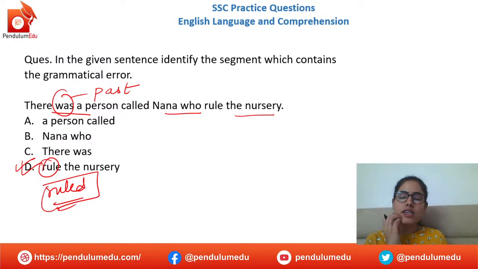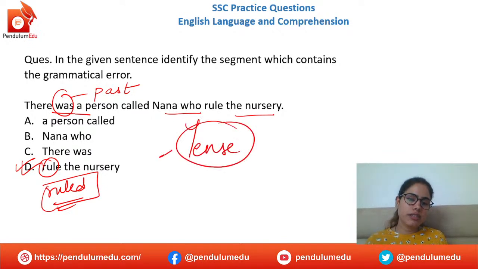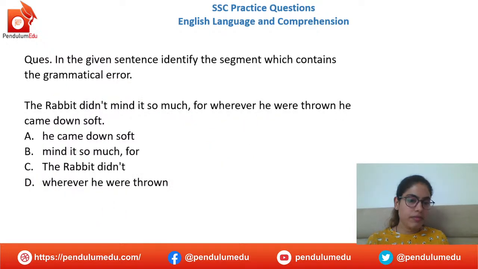Now here, learners, whenever you go, we definitely need to fix the tense itself. That's right. Ruled, instead of rule the nursery, it will be ruled the nursery. Very good, Ashish, Tarun, Sanjeev. We're going on to the next one. This goes fine for us. Yes, Sanjeev, Saksham, that's right.